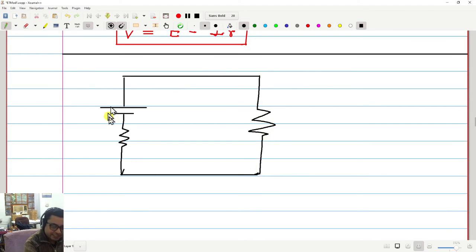So you see this thing and this thing together is my battery. They together is the battery. It's not that only this is the battery, because both this EMF and the resistance are inside the battery, so you cannot separate them.